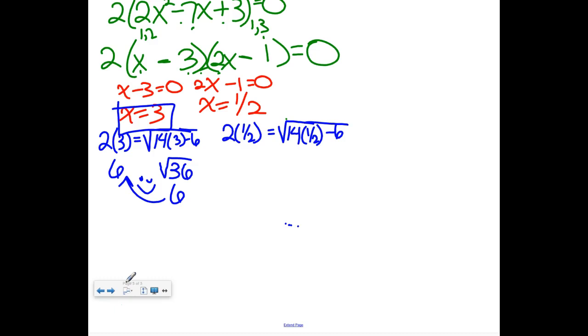I'm going to check this one as well. 14 times 1/2, or half of 14, is 7. 7 minus 6 is 1, so I have the square root of 1, and the square root of 1 is 1. Over here I have half of 2, or 2 divided by 2, which gives me 1. So 1 equals 1, so this is a good answer. So both of these work. Neither of them are extraneous.